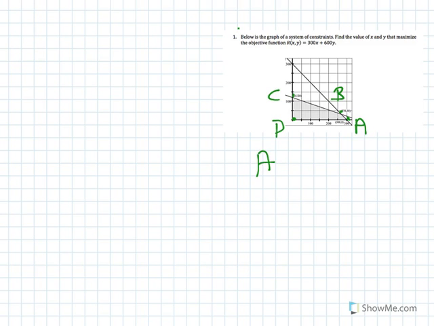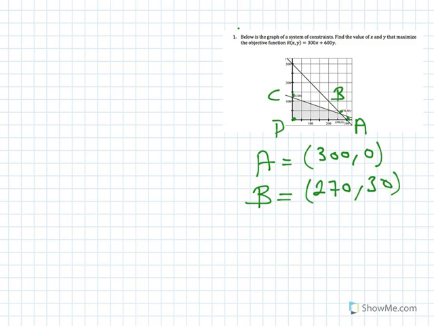So point A is at 300 and 0. Point B is at 270 and 30, and it's given already. Point C is 0 and 120, and point D is obviously 0 and 0. And what we're going to do is try and find the objective function at all those points.